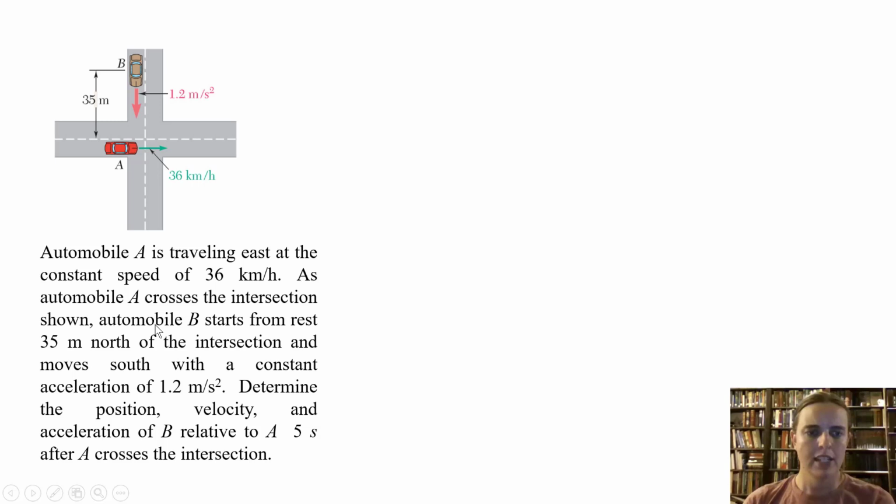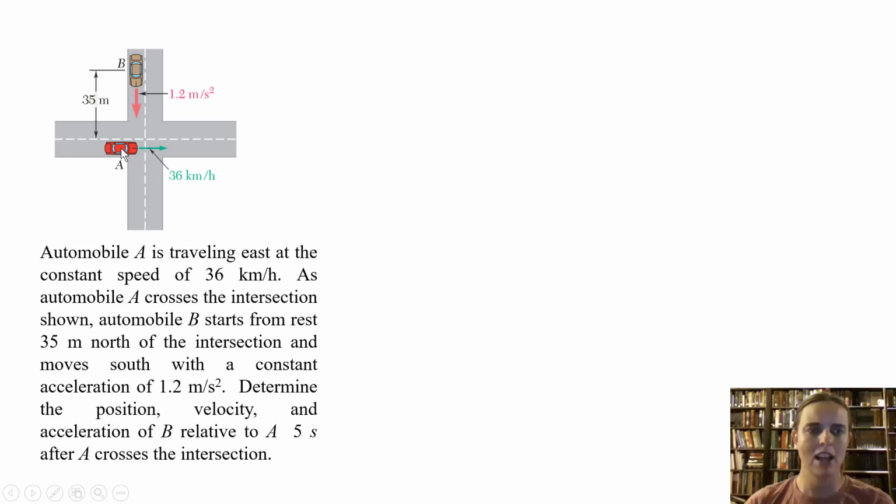As it crosses the intersection, B starts from rest. So B is waiting up here at 35 meters and starts from rest and starts traveling south with a constant acceleration of 1.2 meters per second squared. Okay, so you have the picture.